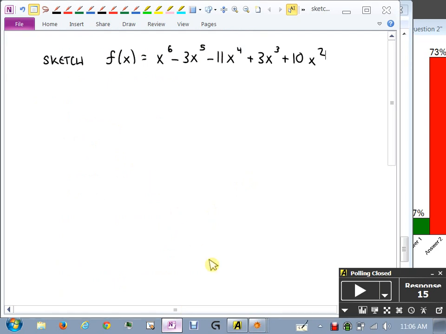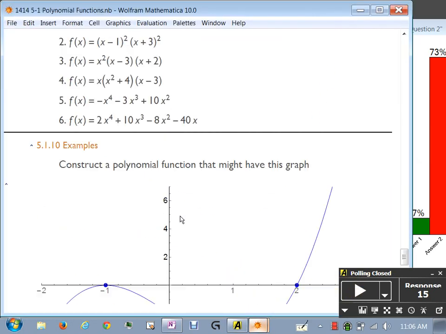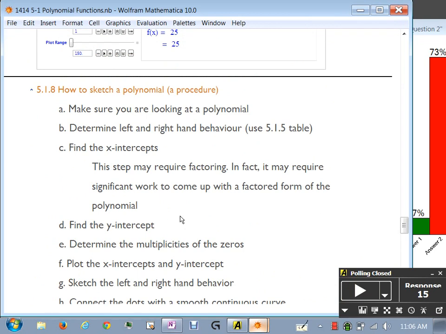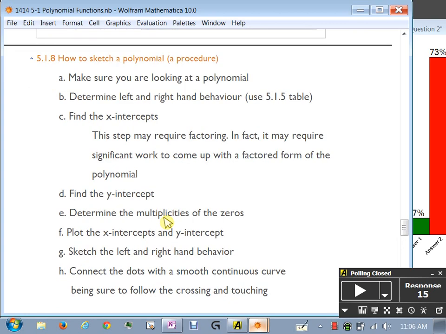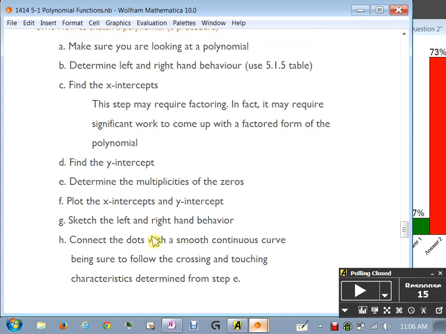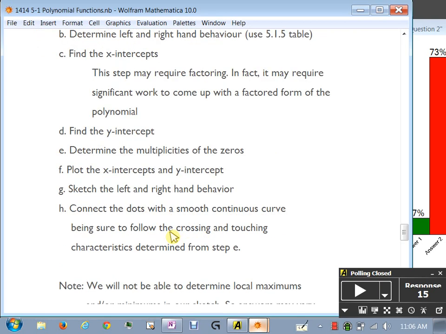Now, do you remember the steps for sketching these things? You should have these in your notes. It's in 5.1. Make sure you're looking at a polynomial, determine left and right-hand behavior, find the X-intercepts, find the Y-intercept, determine multiplicities of the zeros, so you know if it's bouncing or crossing, plot the X and Y-intercepts, sketch the left and right-hand behavior, and then connect everything together with a smooth continuous curve, right? All right, so that's what we're going to refer to.